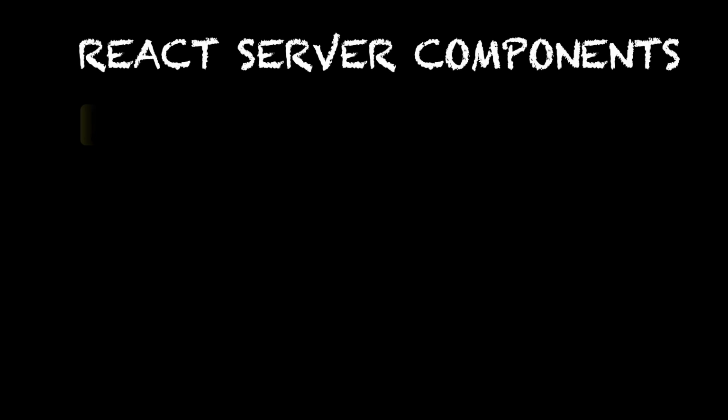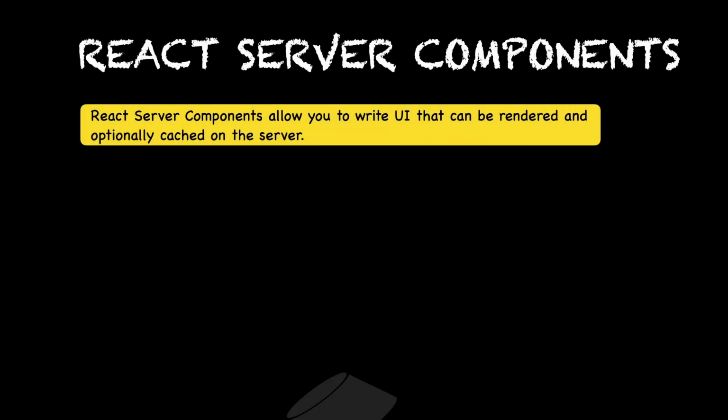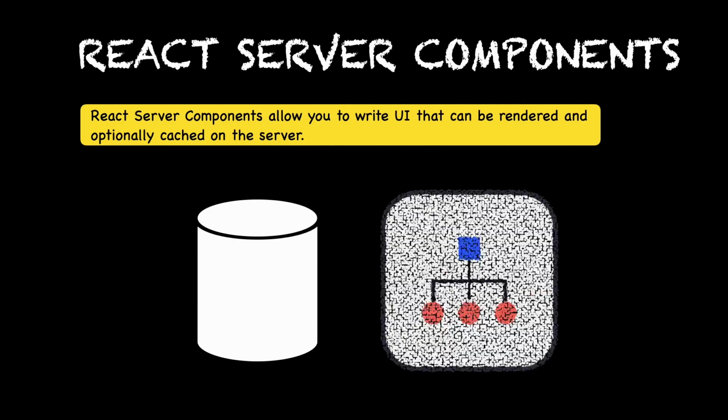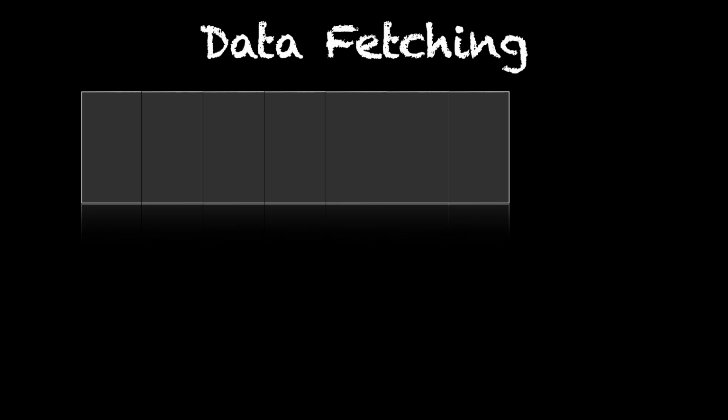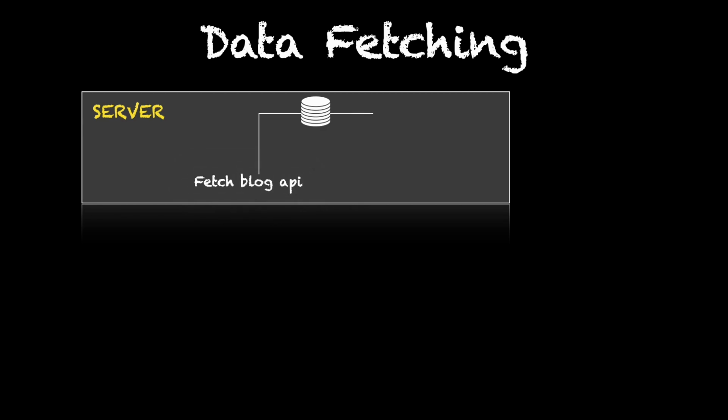React server components allow you to write UI that can be rendered and optionally cached on the server. This can be useful for many reasons. Let's explore them. One of the primary advantages of utilizing server components is the ability to streamline data fetching. By moving the process of data fetching closer to the server, we can significantly improve performance.